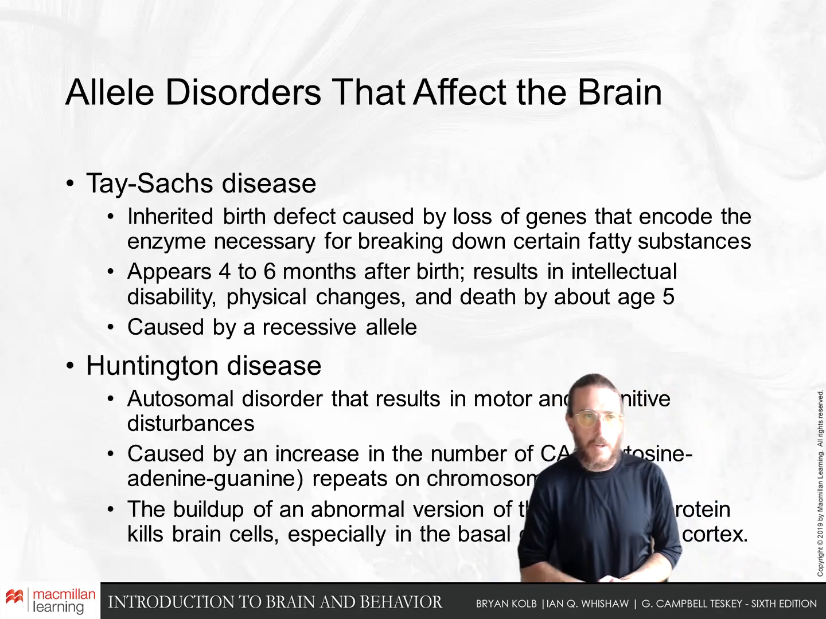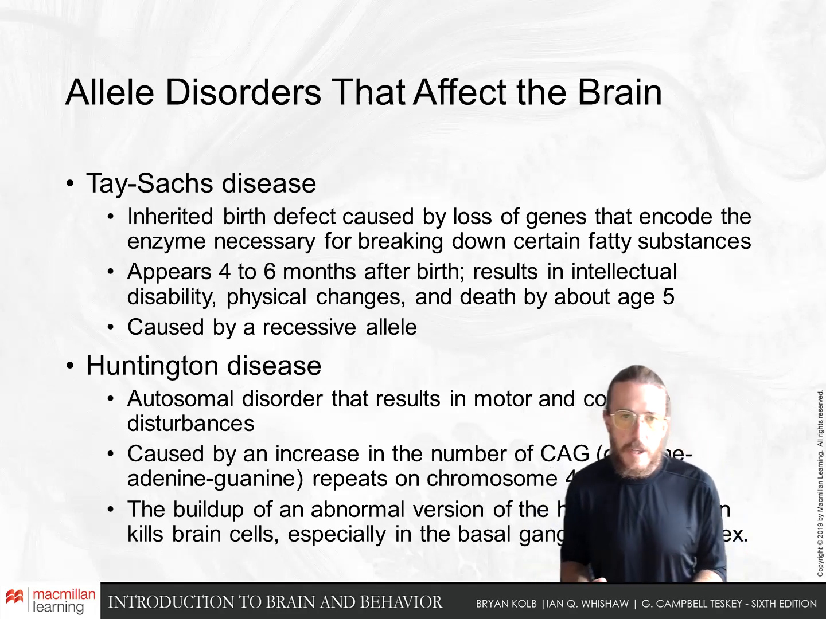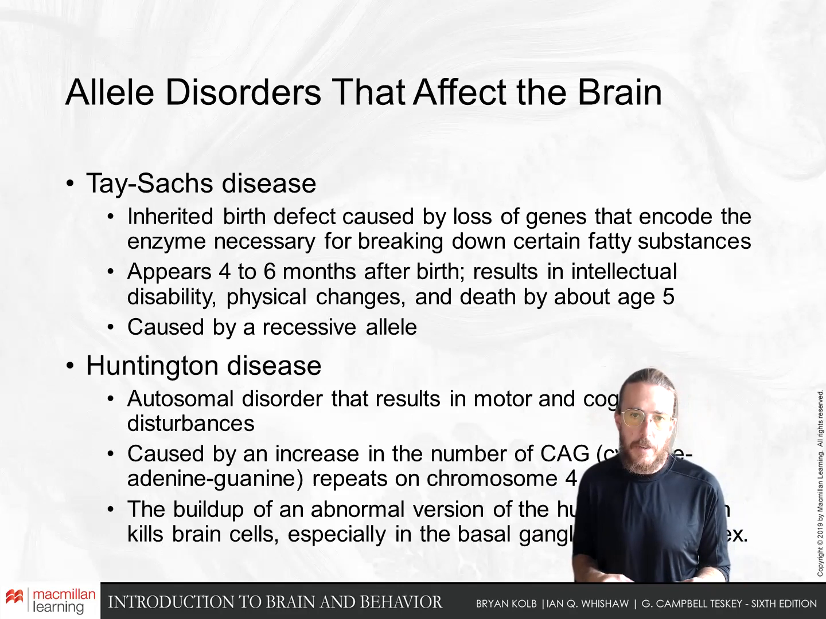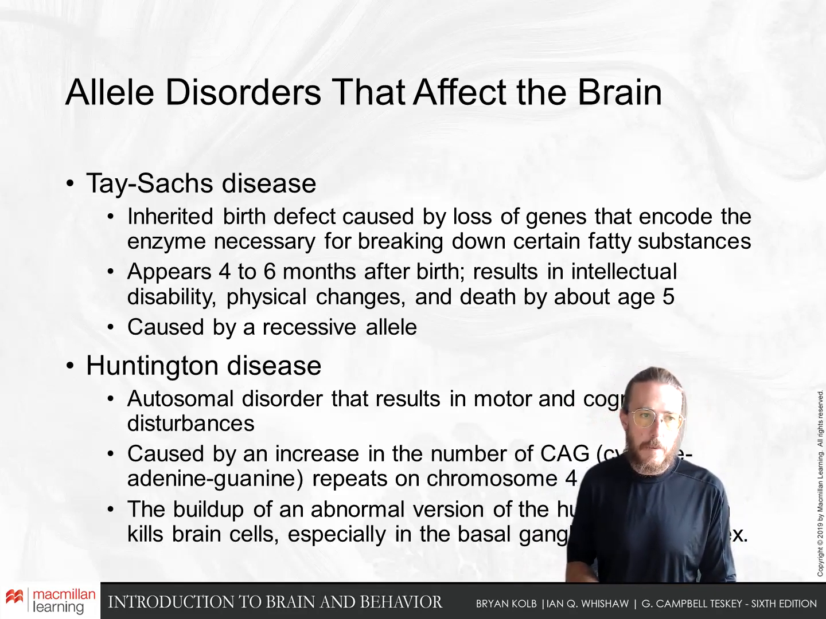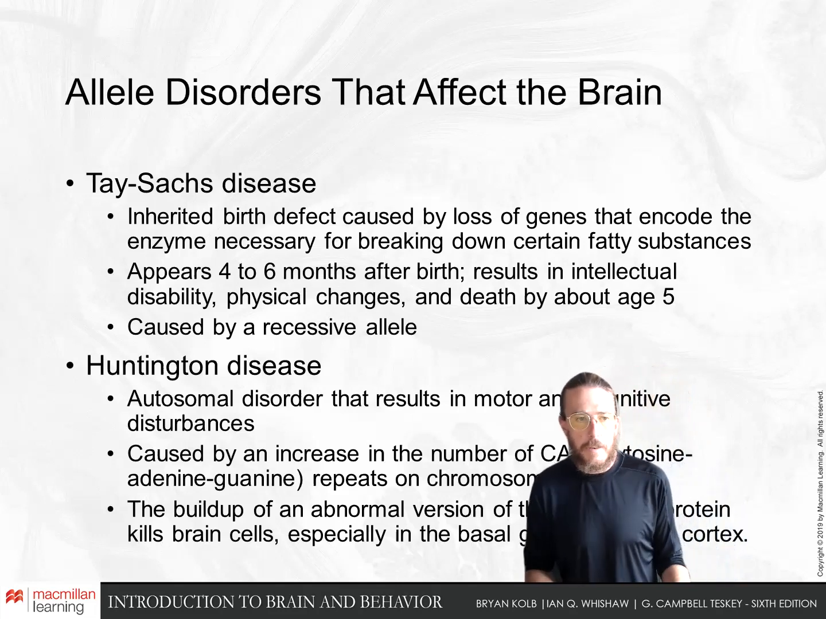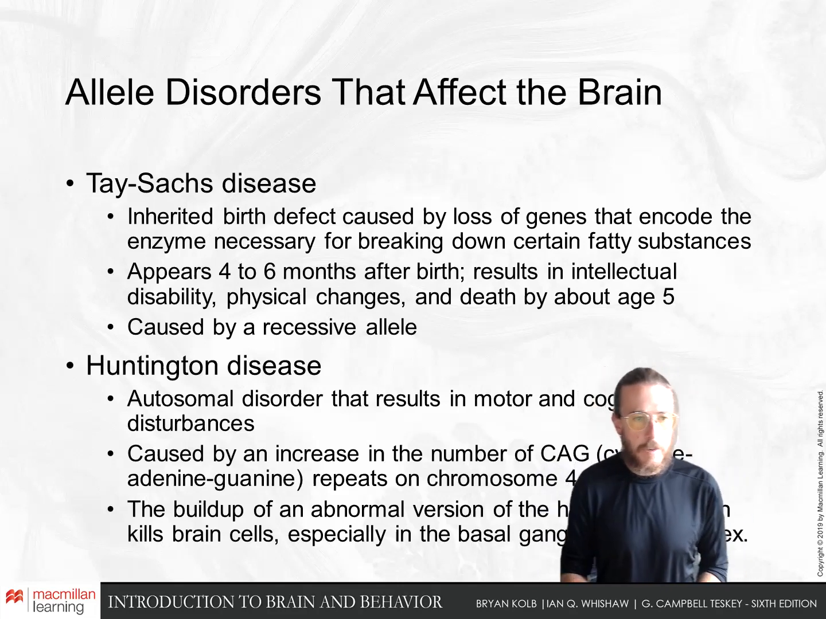Two examples of allele disorders that can affect the brain are Tay-Sachs and Huntington's. Tay-Sachs is an inherited birth defect, and it's caused by the loss of the genes that you inherit from one of your parents that encode for enzymes that break down fatty substances in the brain. Four to six months after birth, the symptoms start to occur, and it results in intellectual debility, physical changes, and death by age 5. It's caused by a recessive allele that is more common in certain populations of humans.